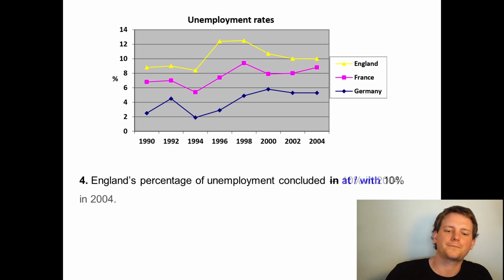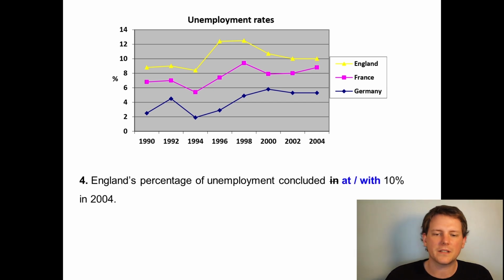Okay. England's percentage of unemployment concluded at 10% in 2004. Or you could say with as well. If a number is concluding, then it's just saying what the number is. That's all it is describing. It's not describing a change or anything. It's just the same as what was the number at 2004 for England. Well, that was 10%. So it was at 10%.